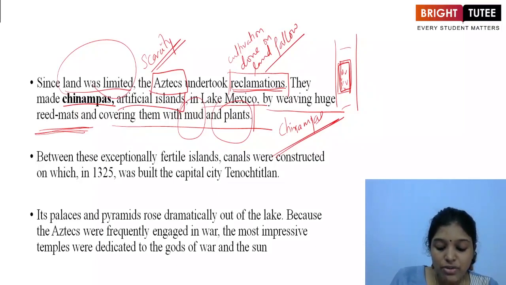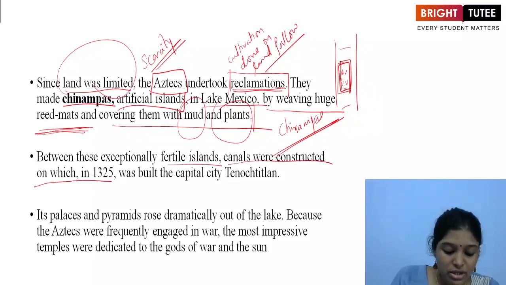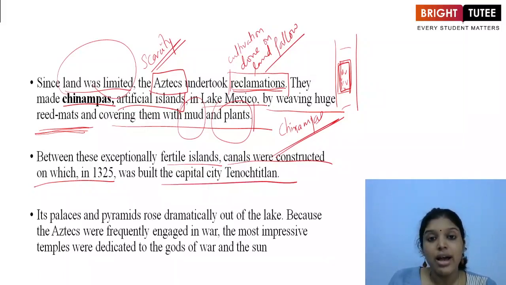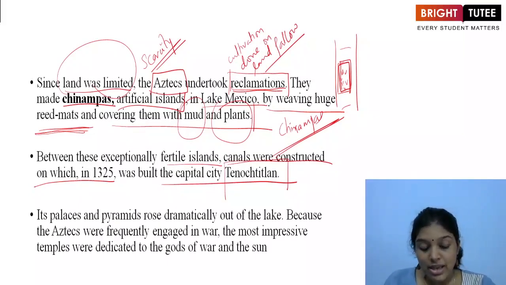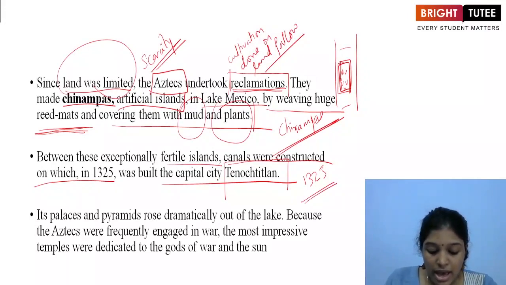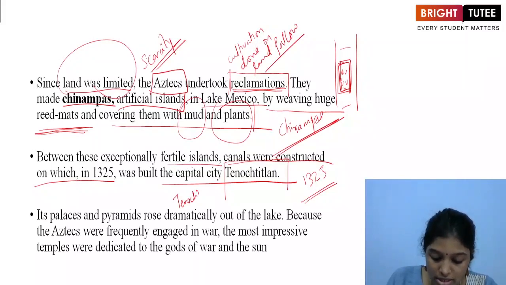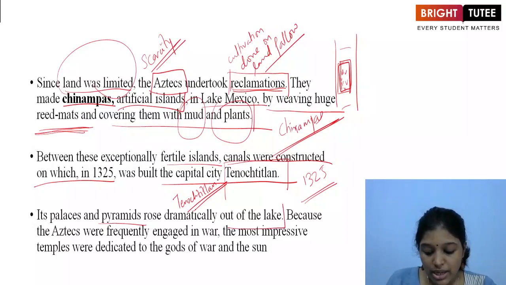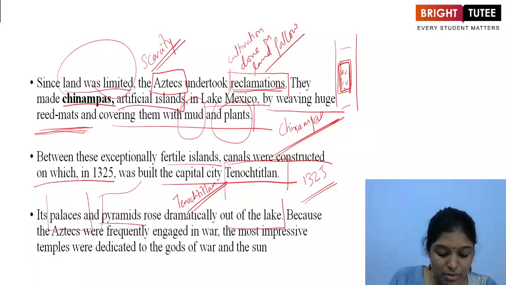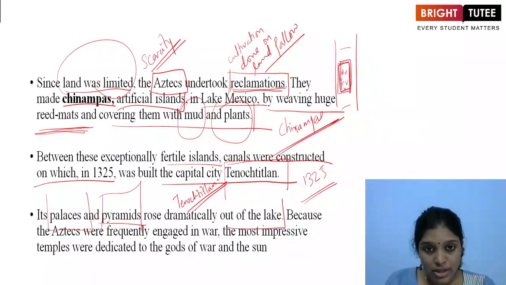Between these exceptionally fertile islands, canals were constructed, on which in 1325 was built the capital city of Tenochtitlan. So this capital city is very famous. The Aztecs constructed it in 1325, and it was called Tenochtitlan. Its palaces and pyramids rose dramatically out of the lake. So it also had palaces and pyramids which were also built on the lakes.